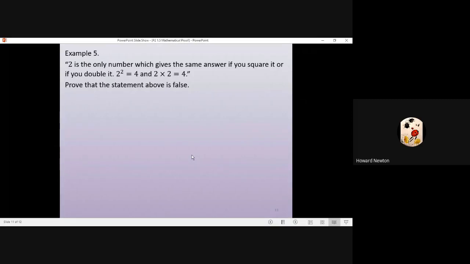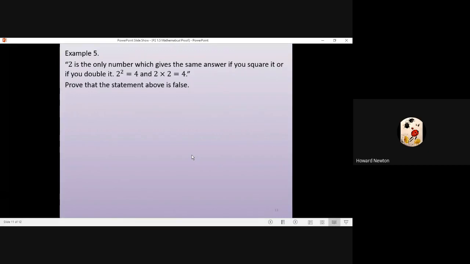It does look as though it's true. So if you square a number or if you double it, you've got to get the same answer. So it works with 2, because 2 squared is 4 and 2 times 2 is 4. 3 squared, for instance, is 9, but 2 3s are 6. 1 squared is 1, but 2 1s are 2. 10 squared is 100, but 2 10s are 20. Feels like every other number does give you a different answer.